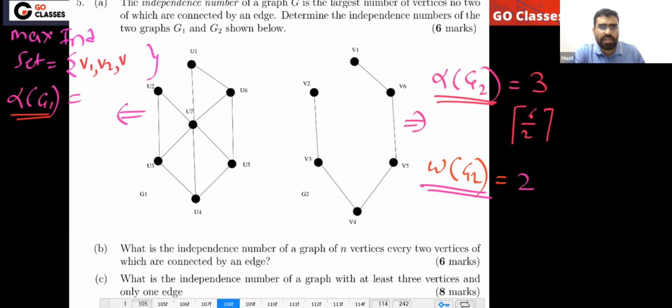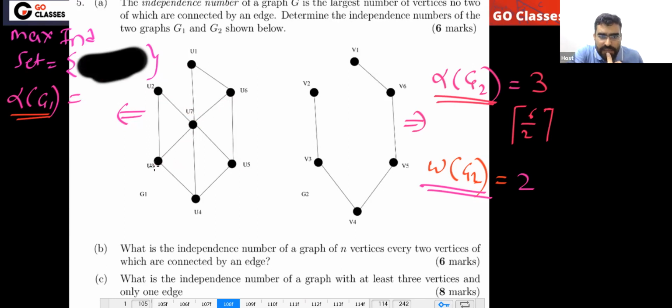So can I create size 4? Can you create a size 4 independent set in this? This vertex is out of the picture, you don't have to worry about it. So can we create a size 4 independent set?